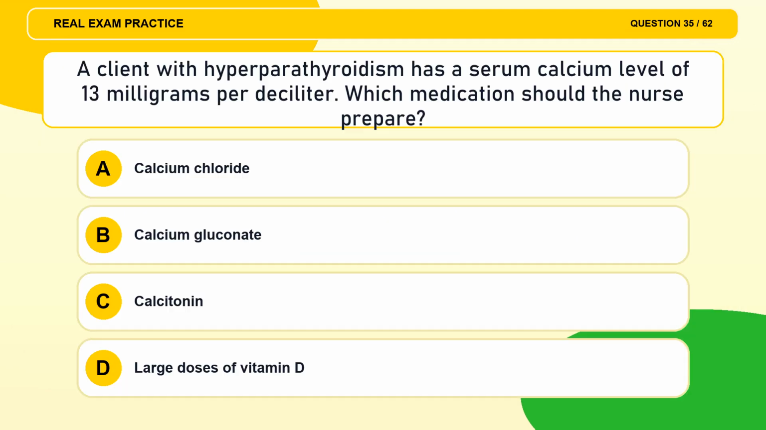Question 35. A client with hyperparathyroidism has a serum calcium level of 13 mg per deciliter. Which medication should the nurse prepare? Option A, calcium chloride. Option B, calcium gluconate. Option C, calcitonin. Option D, large doses of vitamin D.